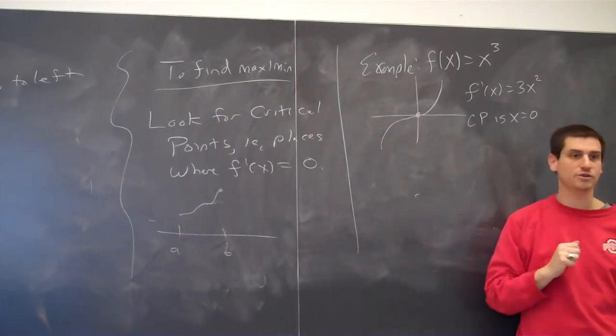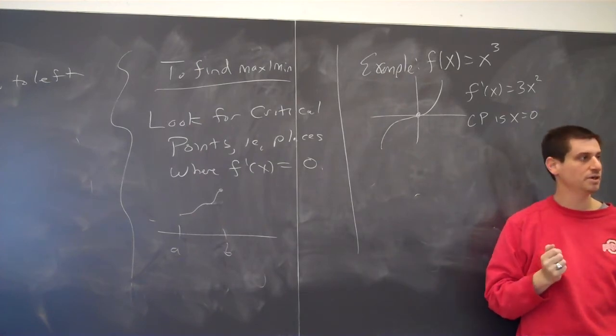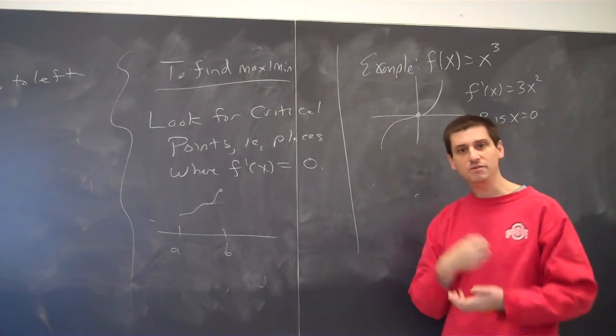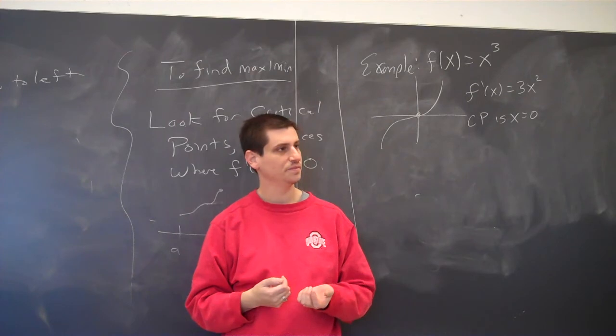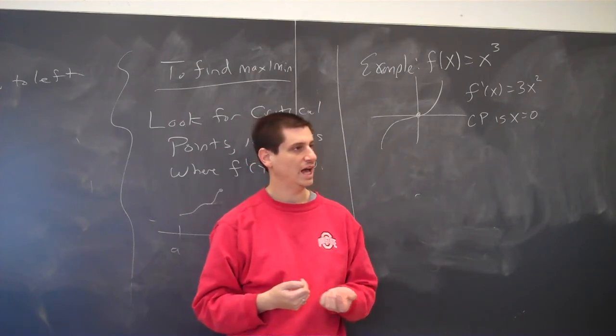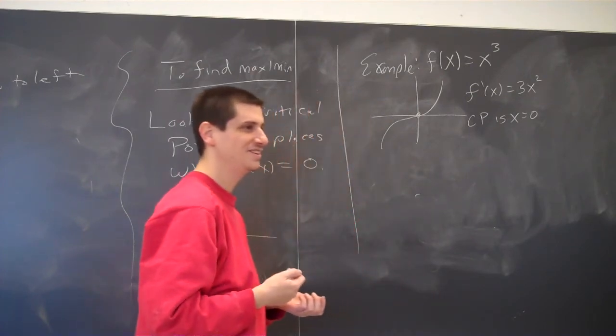So here's a place where I have a critical point, but it's not a maximum, it's not a minimum. Does anybody remember any tests to determine when we have a maximum and minimum? You can test if the slope is opposite on either side of... Excellent. Do you remember what that's called?